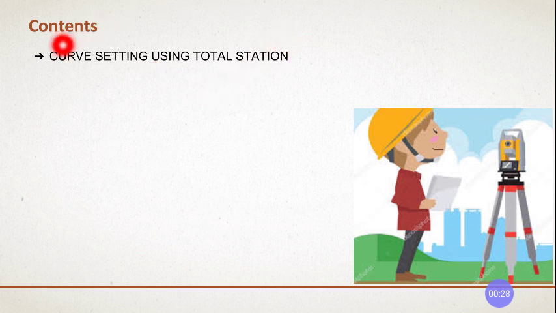We saw how to set up a curve through the theodolite, right? We also have done the lab practicals, right? Now we'll see how to do it with the total station.